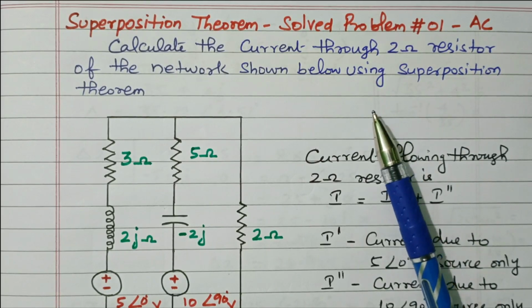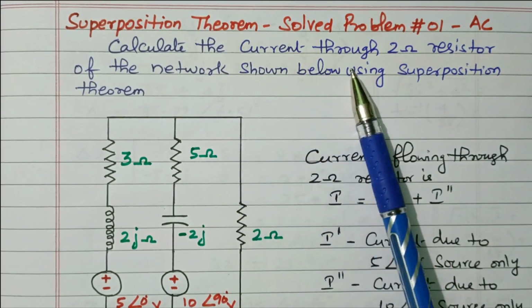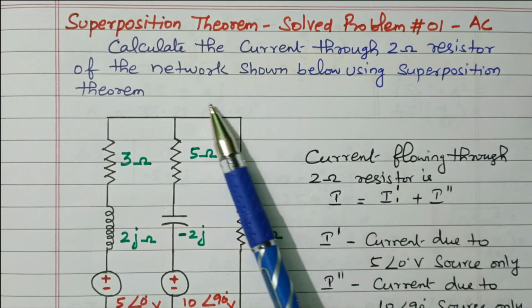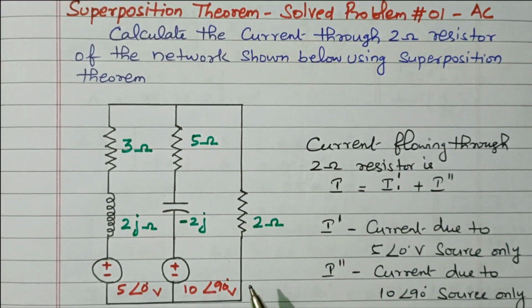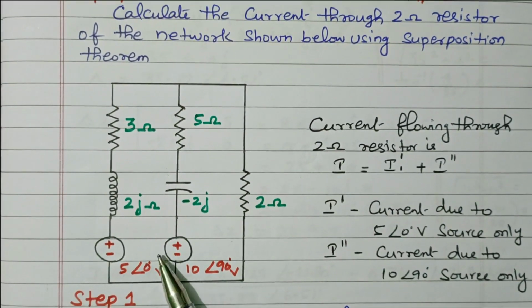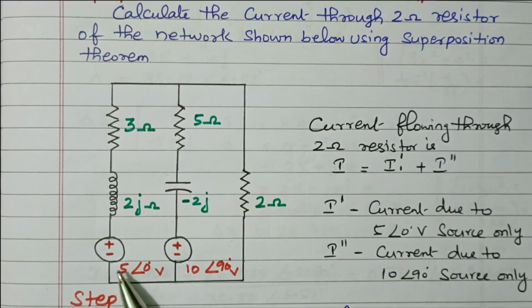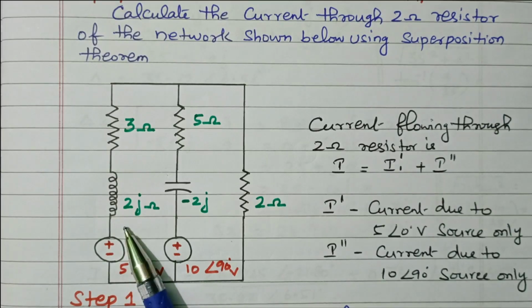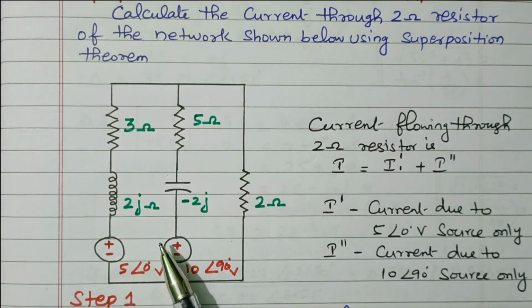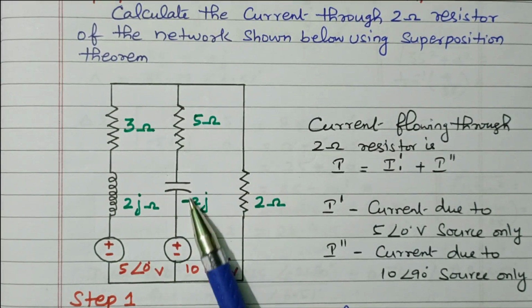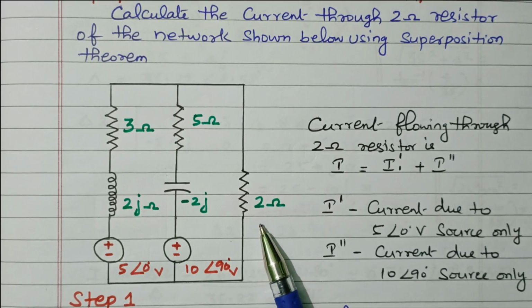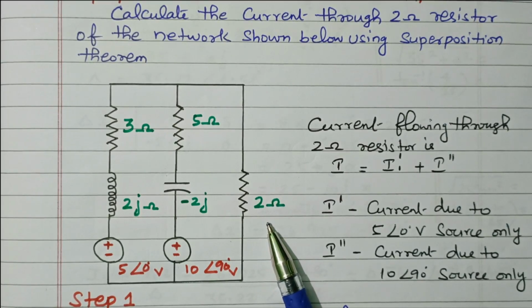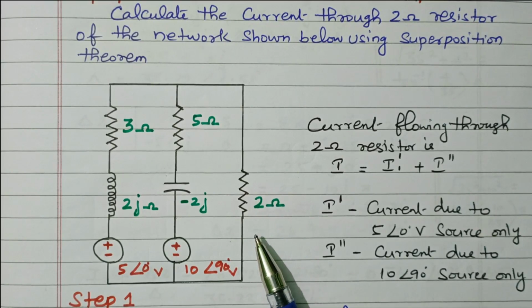Now we'll go to the topic. Calculate the current through 2 ohm resistor of the network shown below using the superposition theorem. So the network is given here. There are two voltage sources available, and resistor and inductors are available here. Here resistor and capacitor is connected. This 2 ohm is the load resistor. Our aim is to find the current flowing through this 2 ohm resistor using the superposition theorem.